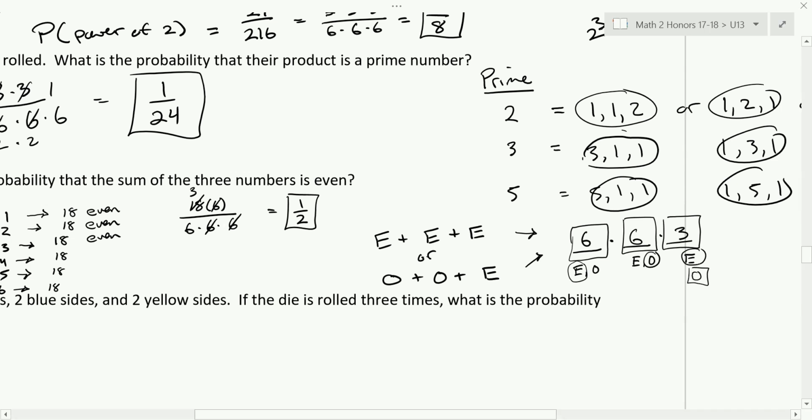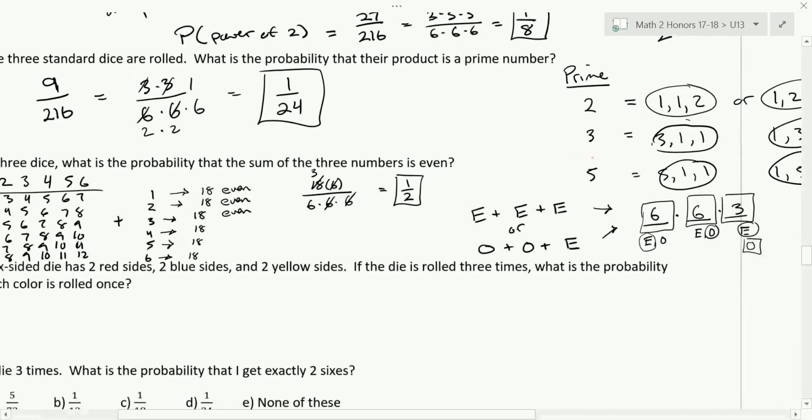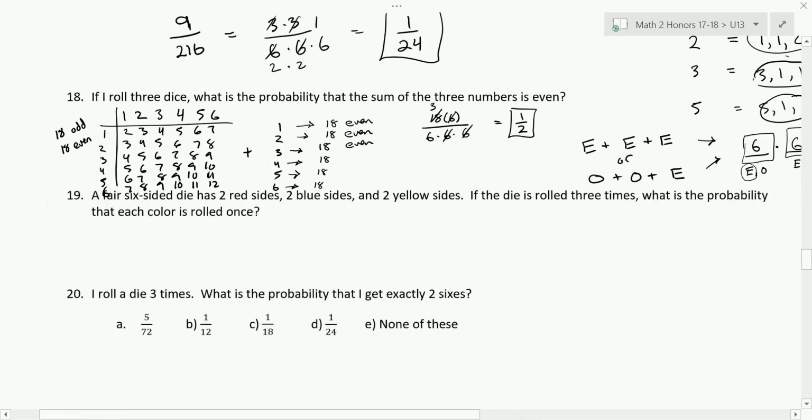Does that make sense to you guys? Okay, and so that's how you get the 6 times 6 times 3, which would be the same numerator, and it would work out. That's good. Okay. All right, number 19.